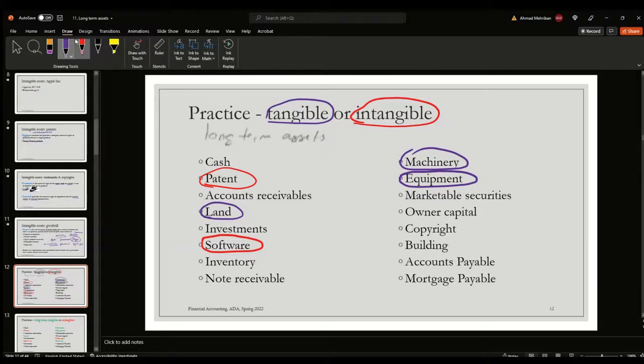Moving on to the next one, marketable securities. No, owner's capital. Copyright is an intangible asset. Building, the next one, is a long-term tangible asset.